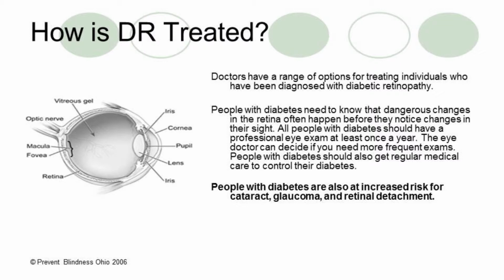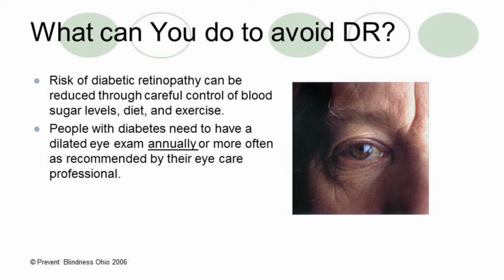It's also important to note that even if a person with diabetes manages their blood sugars well, and even if they're healthy, they're still at risk for diabetic retinopathy. The risk of developing diabetic retinopathy can be reduced through careful control of blood sugar levels, diet, and exercise. People with diabetes need to have a dilated eye exam annually or more often as recommended by their eye care professional. As I stated on the previous slide, even though a person can effectively manage their blood sugar levels, they're still at risk for diabetic retinopathy.